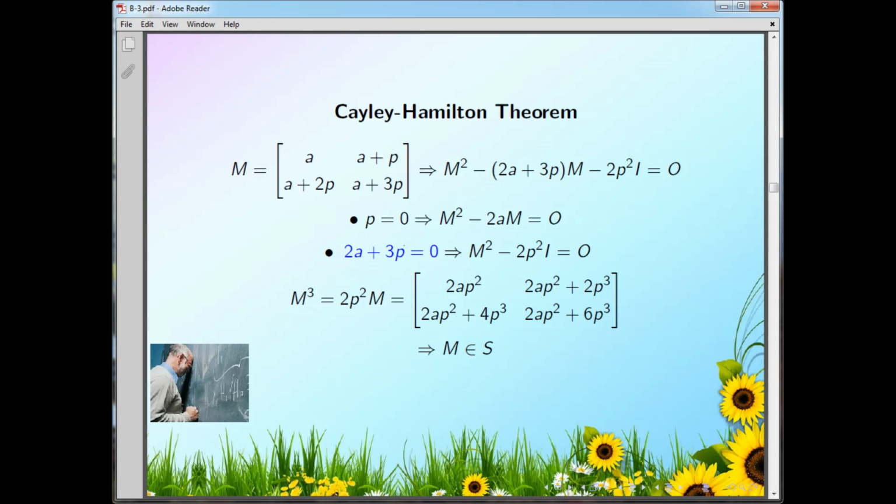So here's 2ap squared, and to get to that, you add 2p cubed. If you add 2p cubed again here, then you have 4p cubed. If you add 2p cubed again, then you get 6p cubed. So this is in arithmetic progression. So we found another one. Anything of this form where 2a plus 3p is 0, the third power is in arithmetic progression.